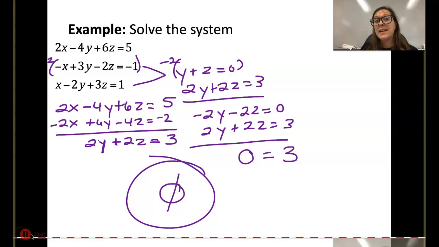You may get to that no solution quicker and get things canceling out sooner. That may be possible depending on the type of equations that you have. But at any point in time, if all your variables cancel out on the left-hand side, you're going to end up with either no solution or infinitely many.